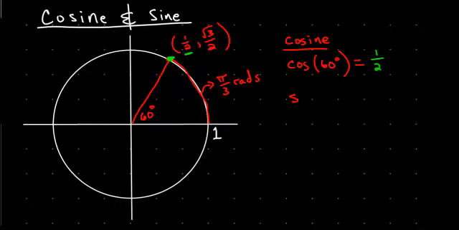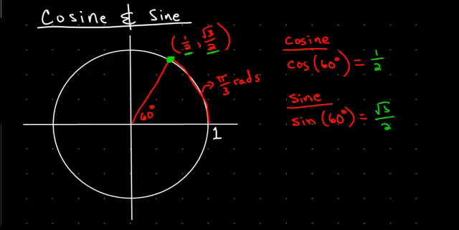The sine is always written like this: sine of 60 degrees. So you go to the same point, you look at the point, and you look at the y-coordinate. So the y-coordinate is √3 over 2, and that is defined to be the sine of 60 degrees. Okay?